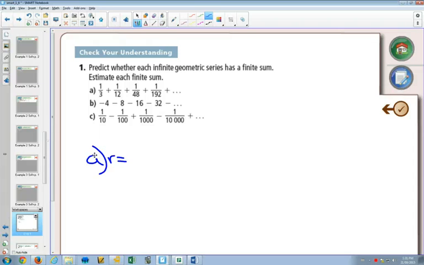what would our R value be for each of our terms? 1 over 4. You're multiplying by 1/4. Can you see that the terms are getting smaller and smaller and smaller? Yes. So this one, we would say it converges, and because it converges, it has a finite sum.